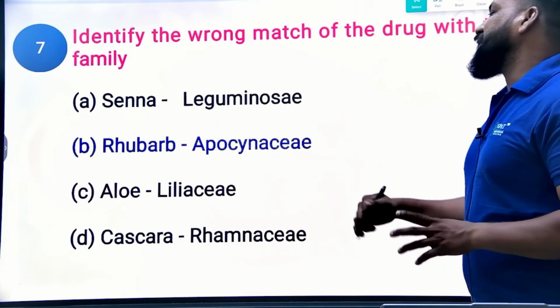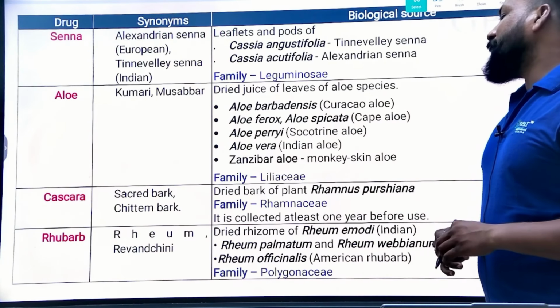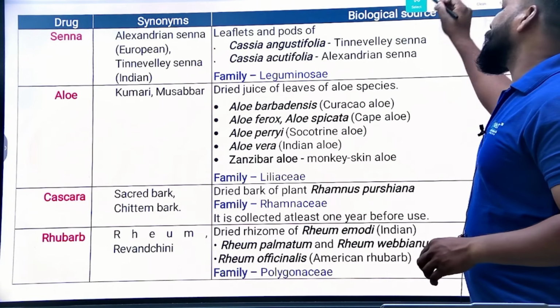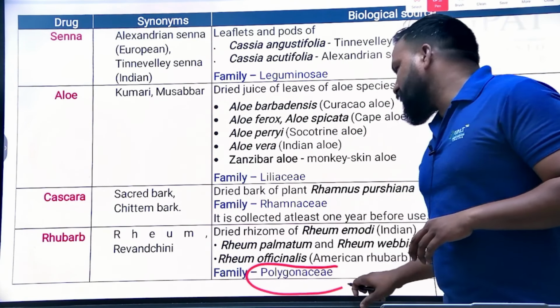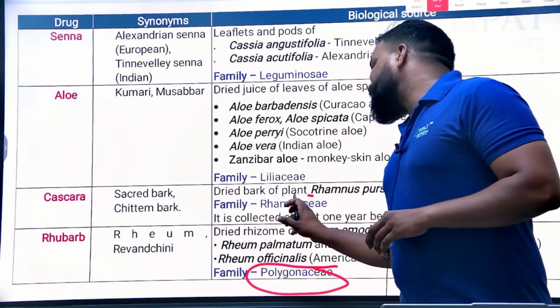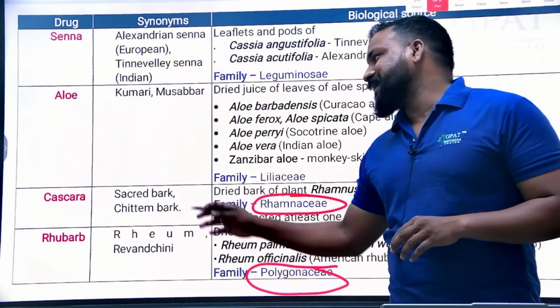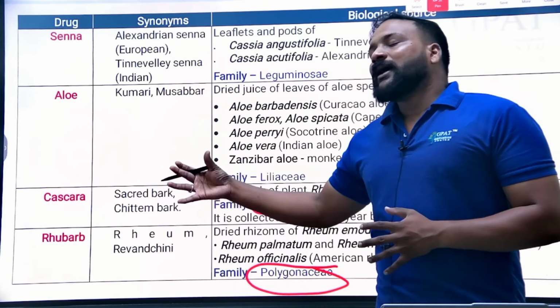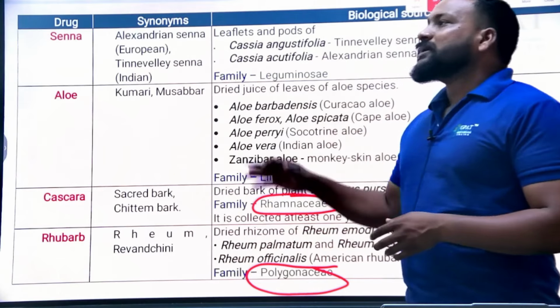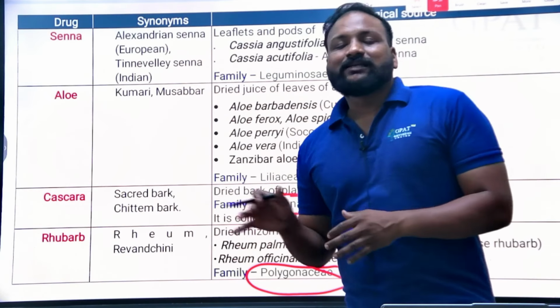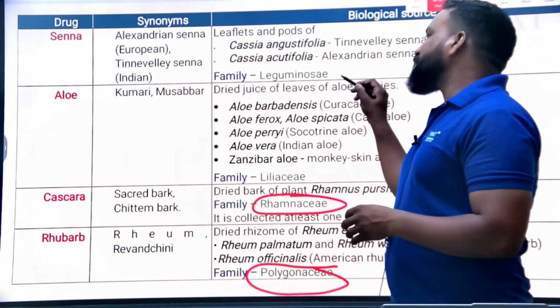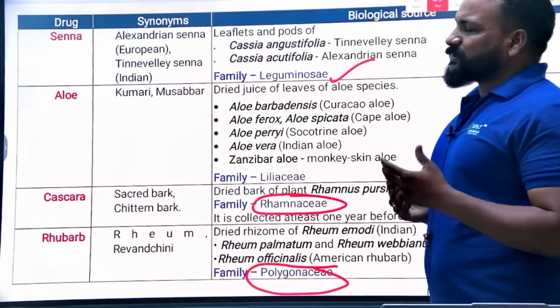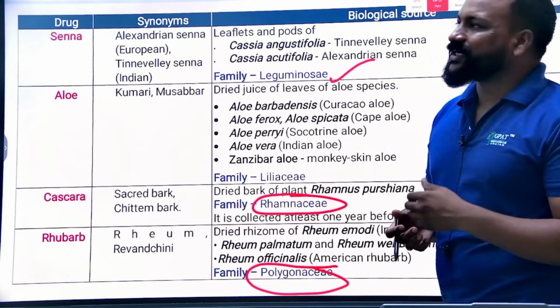That's the wrong answer, because rhubarb belongs to family Polygonaceae. So obviously cascara bark is Rhamnaceae family, also called sacred bark. Try to remember the synonyms; they are very, very important. Senna, we know already, is known as Alexandrian senna or Tinnevelly senna, and the family is Leguminosae. It is a legume, obtained from two sources, Cassia angustifolia and Cassia acutifolia.